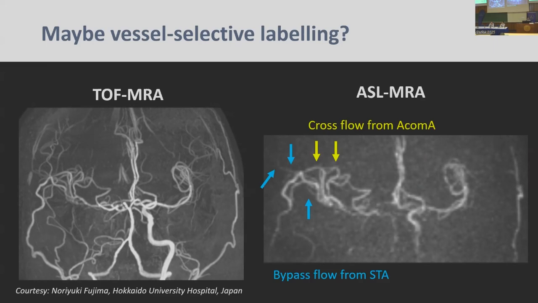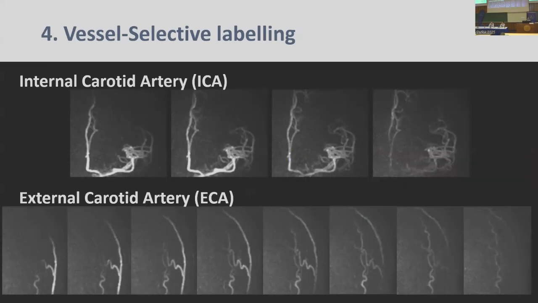Another very important advantage of ASL MRA is the ability to perform spatial selective labeling. For example, these two images were acquired using vessel selective labeling, exclusively targeting the ICA and ECA separately. So if we apply this vessel selective labeling to the case in the previous slide, we could distinguish the blood flow from the ACOM arteries or STA bypass more clearly.